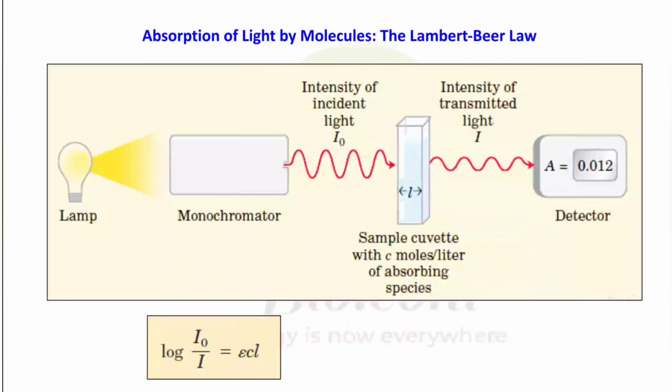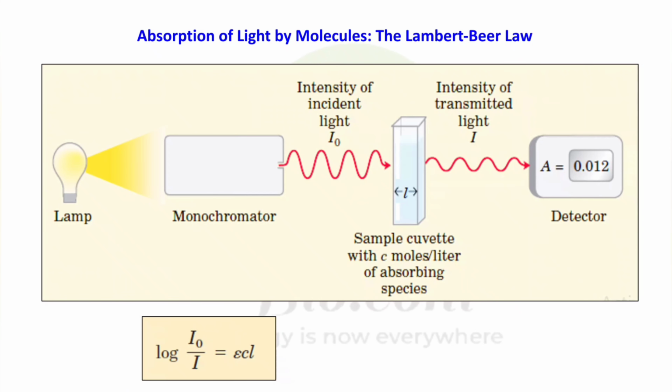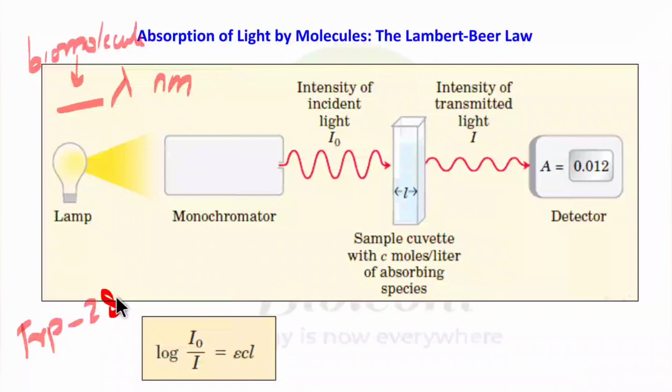So one more important topic that is definitely going to be asked in this exam is the absorption of light by different molecules, or more specifically the Lambert-Beer law. We all know that a wide range of biomolecules absorb light at a characteristic wavelength. It means every biomolecule absorbs light at a specific wavelength. For example, tryptophan is an aromatic amino acid residue which absorbs light at 280 nanometer.